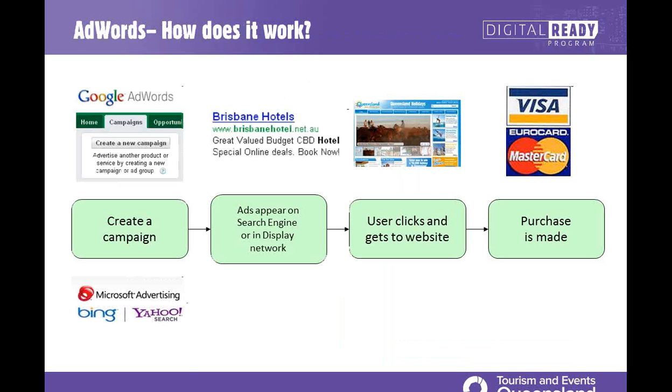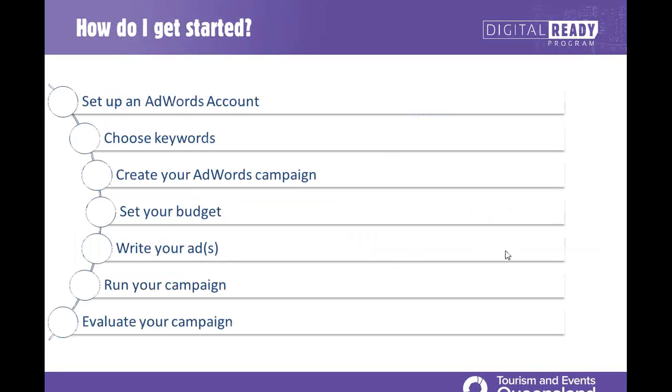How does it work in terms of the mechanics? In case we're not familiar with AdWords, you create a campaign. So you set up a campaign. Then the ads appear on a search engine or in a display network. There's the ad there. Theoretically, the user clicks somewhere here and gets to your website, and then hopefully they buy something, and that's how it all works. Create a campaign, your ad appears, user clicks, and then a purchase is made.